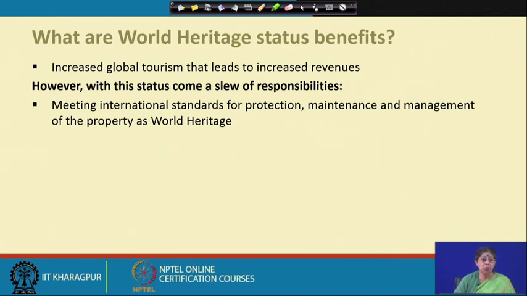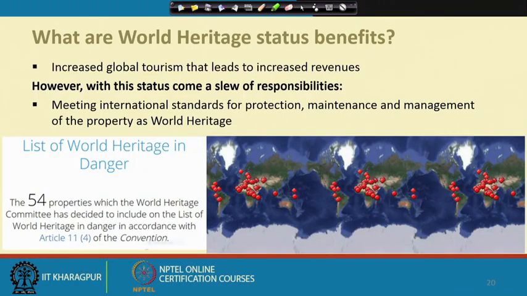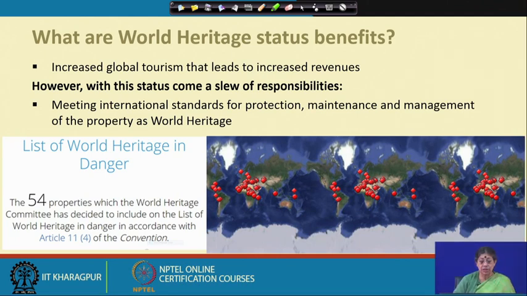And this is a very important challenge, because when a country sees that UNESCO is threatening to put it on the danger list, it is generally not a very good thing for the country. So, as you can see, there is the list of World Heritage Sites in danger. There are 54 properties at the moment, which are these red dots all over, and they are the dangerous sites.